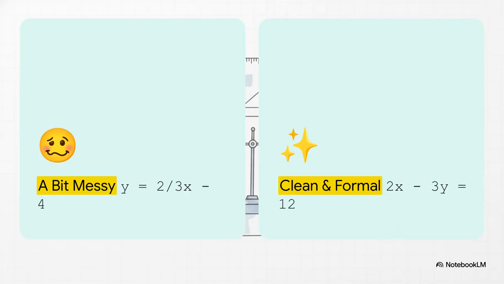So take a look here. On the left, you've got a form that's probably super familiar, and it works, but that fraction just makes things look a little messy. Now, on the right, that is the exact same line just written in standard form. See how clean that is? No fractions, everything's lined up. That's the awesome transformation we're going to master today.